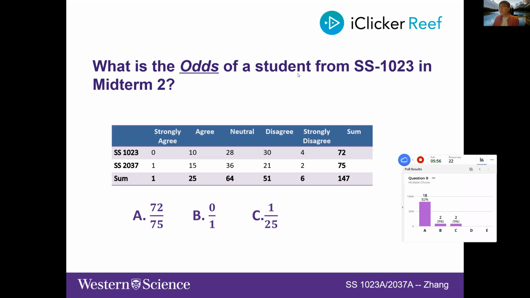Okay. To answer this question, first we look at the condition. There's no condition appearing in this question, right? Because we are not saying what's the odds for the student from SS2 when they answer agree or when they answer disagree. So we don't have this condition. That's why we look for the marginal distribution. In that case, it will be very straightforward. The answer will be A, which is 72 to 75.